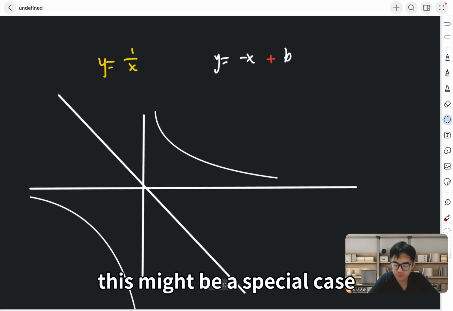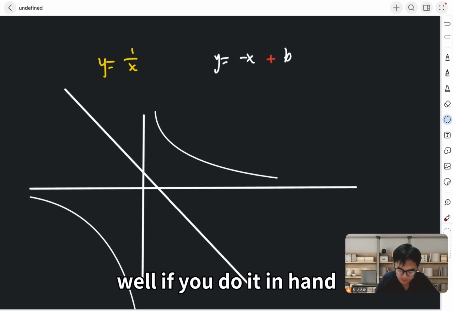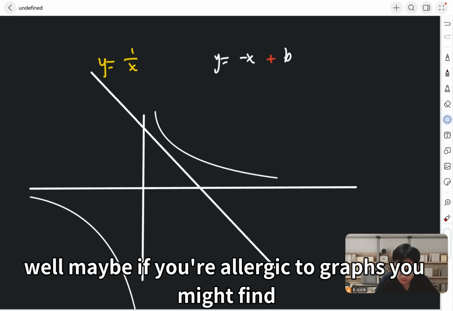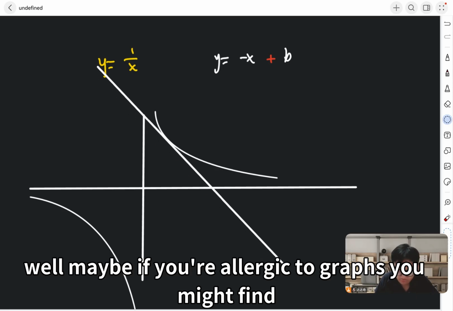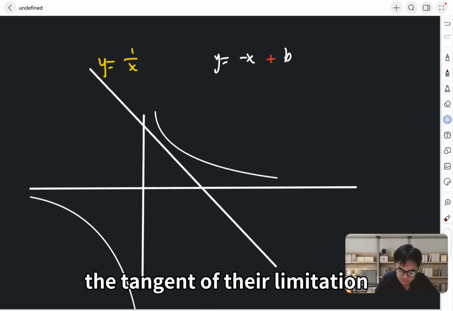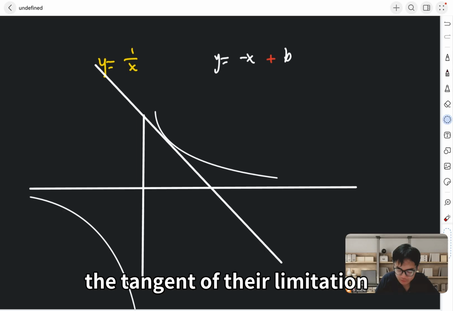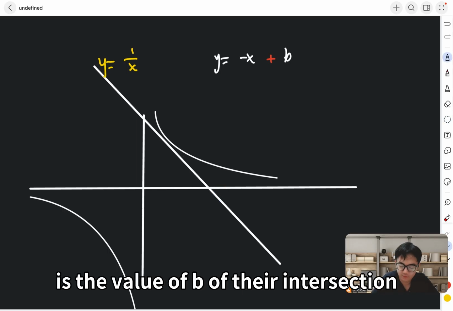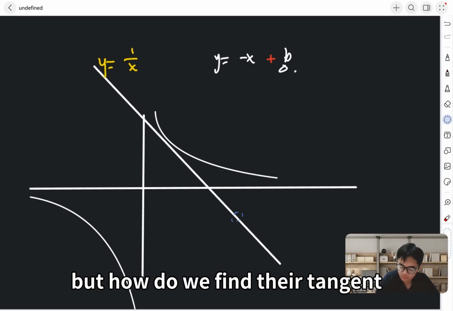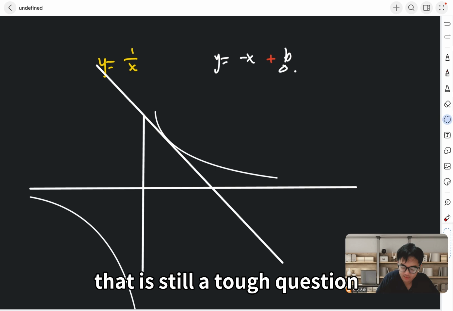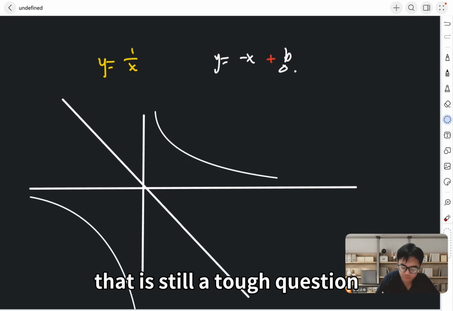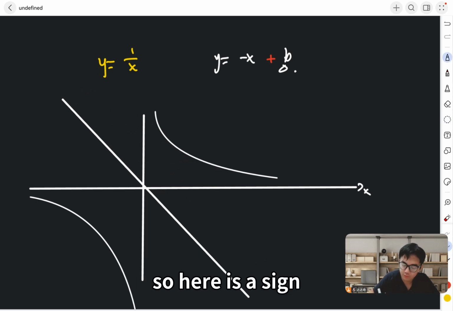This might be a special case. Well, if you do it by hand, maybe if you're allergic to graphs, you might find the tangent, their limitation, which is the value of b at their intersection. But how do we find their tangent? That is still a tough question. So here is a thought.